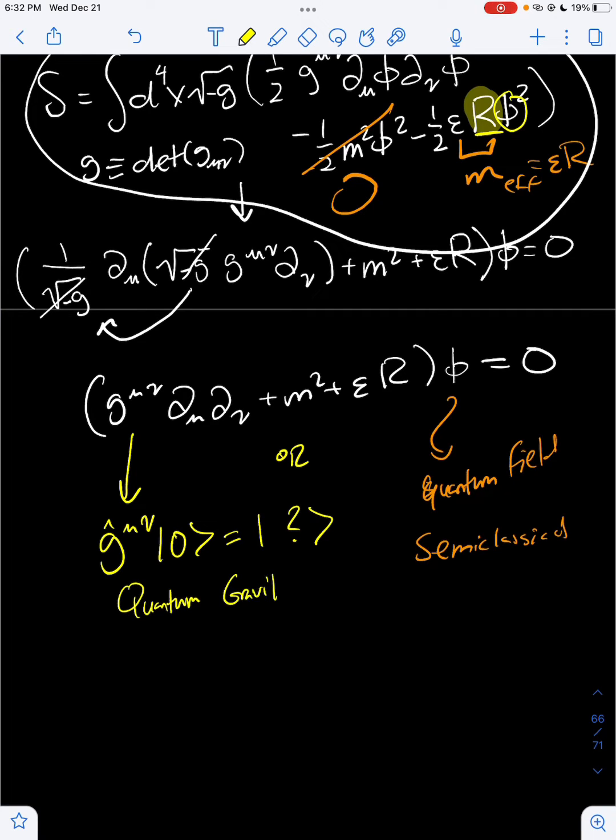And there are multiple ways to actually do quantum gravity. There's loop quantum gravity, there's string theory. I hope to make a series on string theory in the future. But there are a lot of these cool different aspects of quantum gravity.